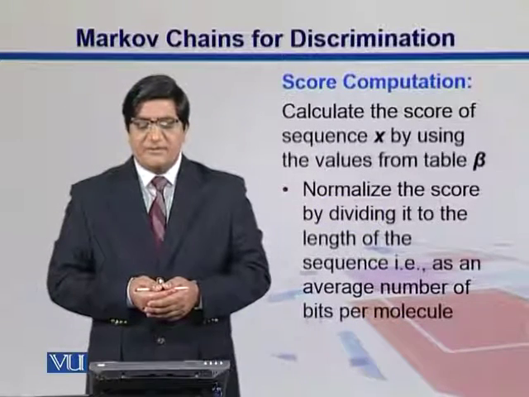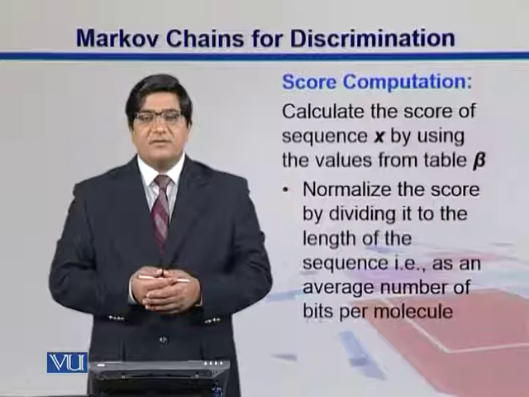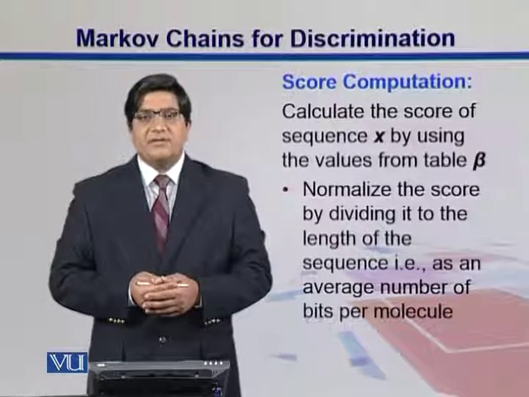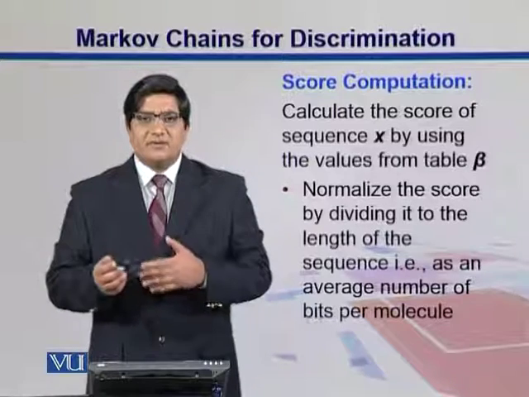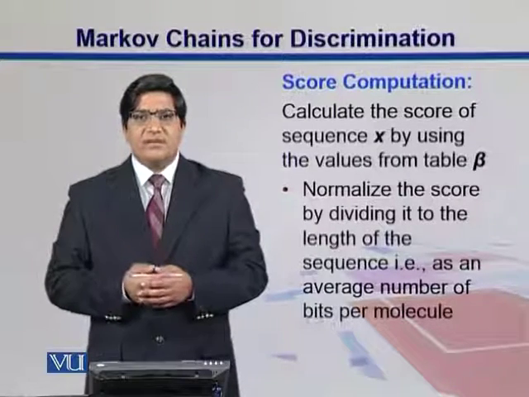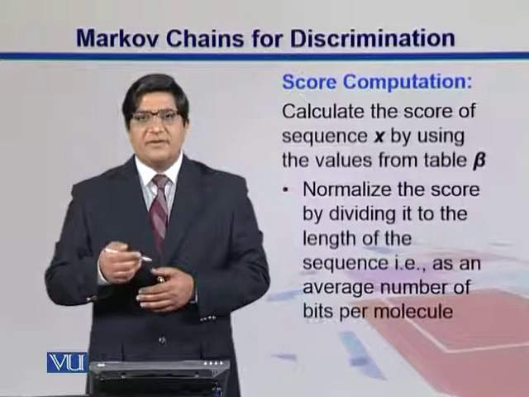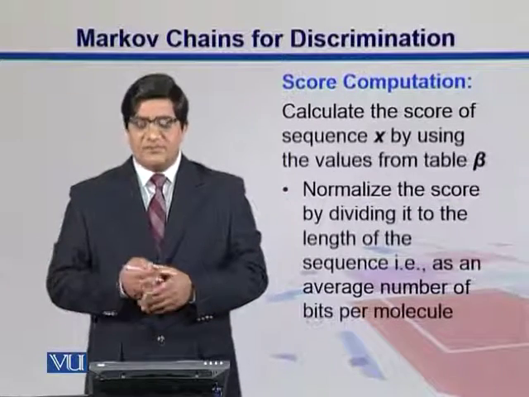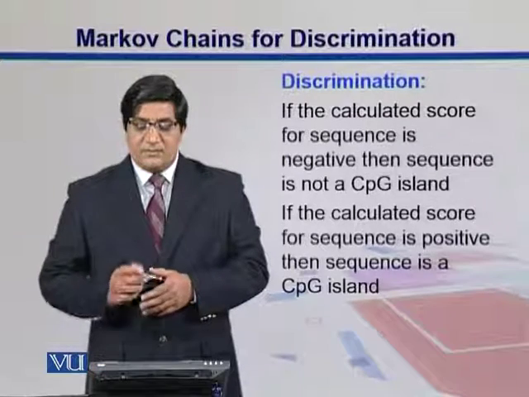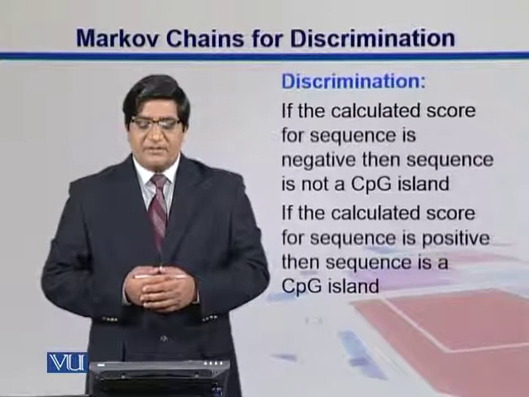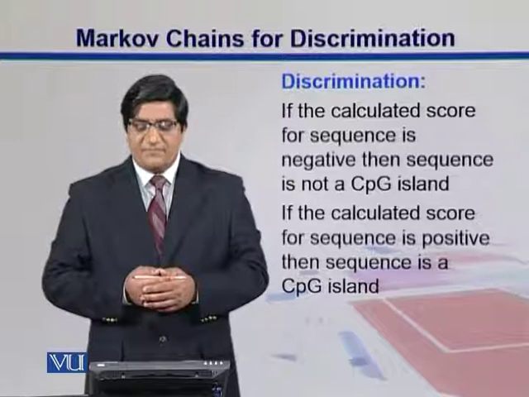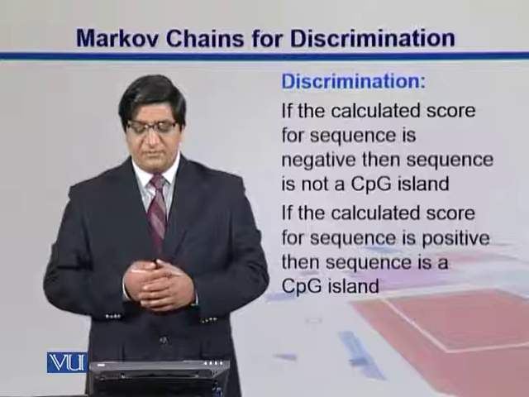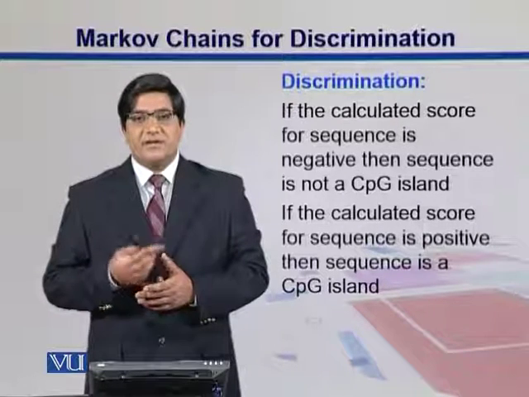So for different sequences X, we can use those beta scores and compare them. Since different sequences have different lengths, we can take those beta scores and divide them by their lengths, in order to have a fair treatment of a short sequence versus a long sequence. In our discriminant analysis, if the score is negative, then we say that the sequence is not in a CpG island region. If the score is positive, then obviously it is.